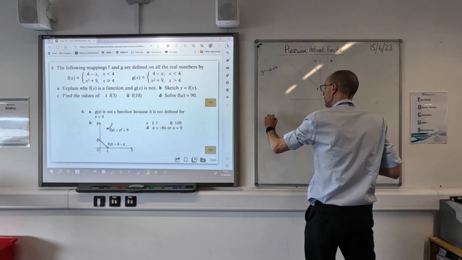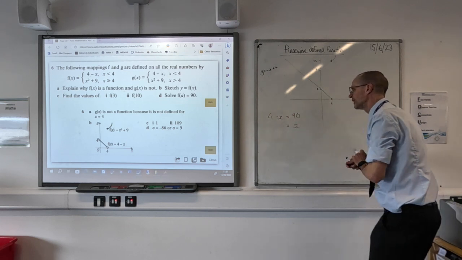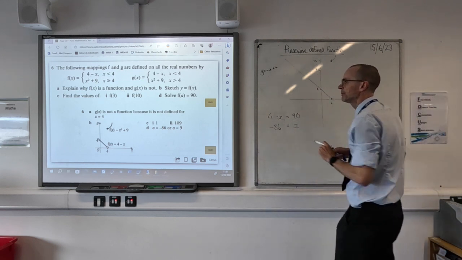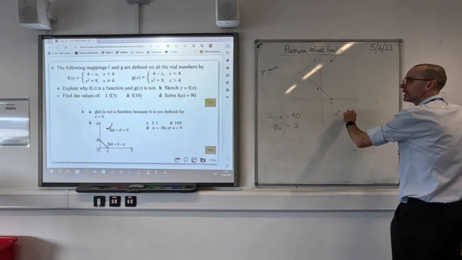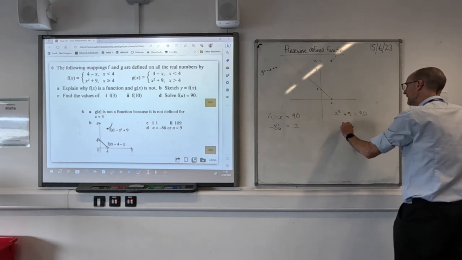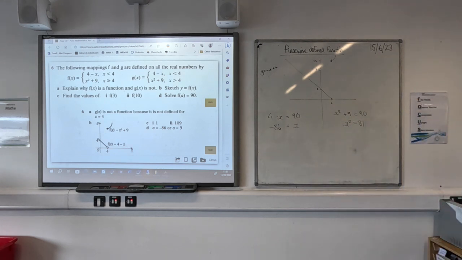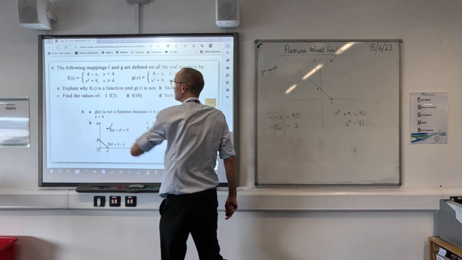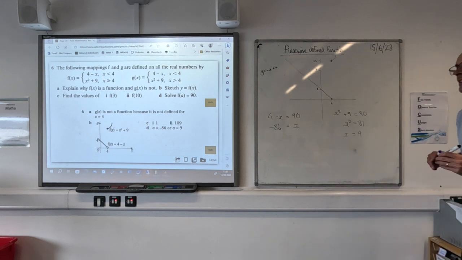So I just have to ask, when does 4 minus x equal 90? And that's where the minus 86 comes from. And also, where does x squared plus 9 equal 90? And again, the answer to x squared is 81 is plus or minus 9, but this function is only defined for values greater than 4, so that's why the answer is just 9 there.